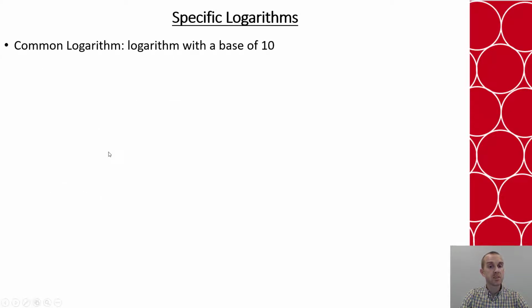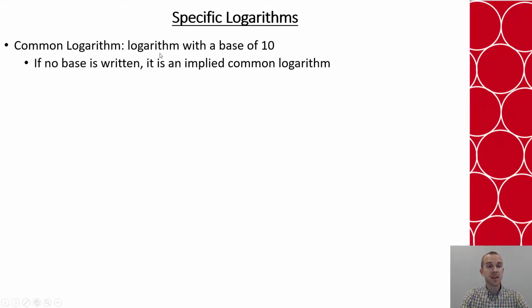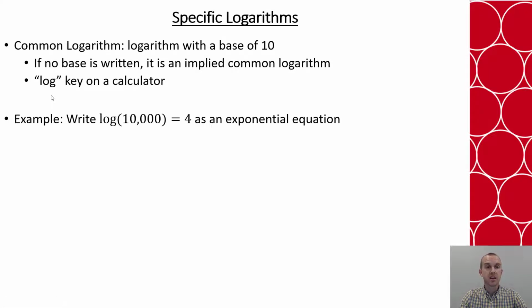Now there are several specific logs that can be very helpful. The common logarithm is a logarithm with a base of 10. So if you ever see the word log and then a number in parentheses, that's the common logarithm. If it's not written with a specific base, it's implied to be a base 10. On your calculator, you will see a log button key that you can push. And so when we do them, if you need to simplify, we can always hit the log and then enter the number, and it'll give us a solution.